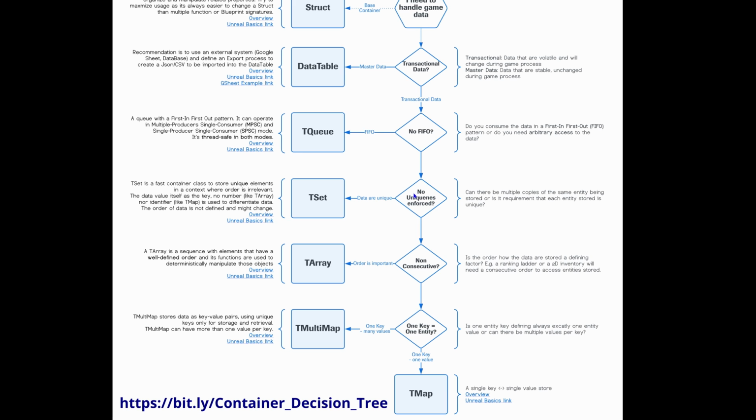pattern. Is the uniqueness enforced? So do I want to have the data being unique? Then the set is a great way to go, but that needs a hash value above all structs or objects. Do I need order, like ranking or something like that, or I want to iterate in a certain direction? That is an array definitely. But in all other cases, really, I use a TMap. Map either as multi-map, so one key, multiple values, or one key, one value.